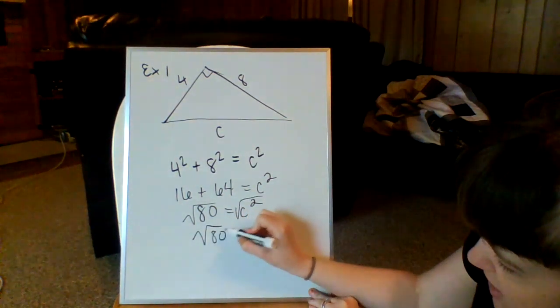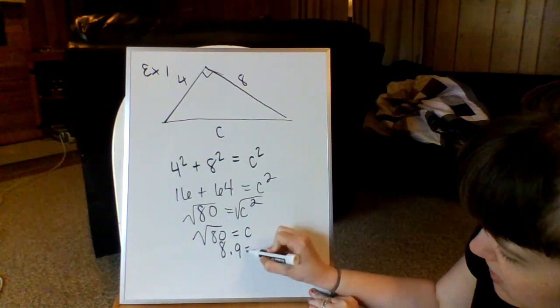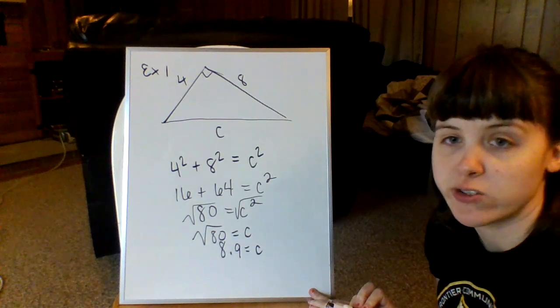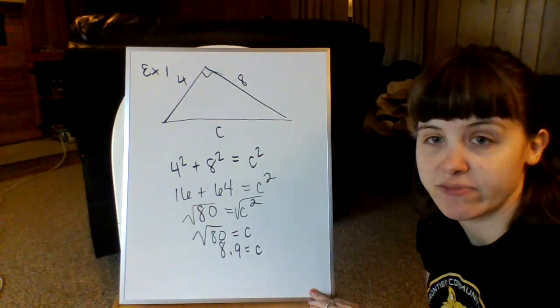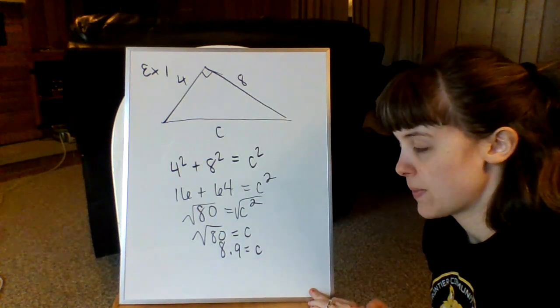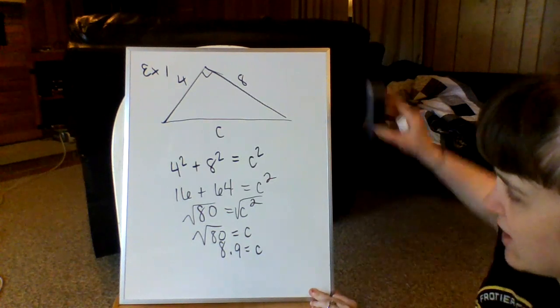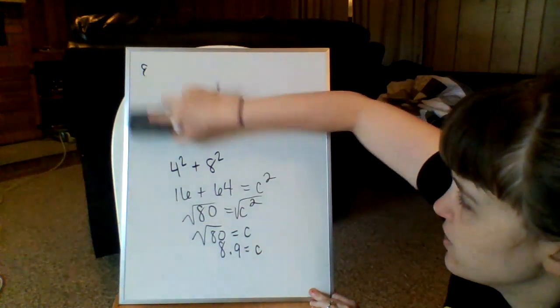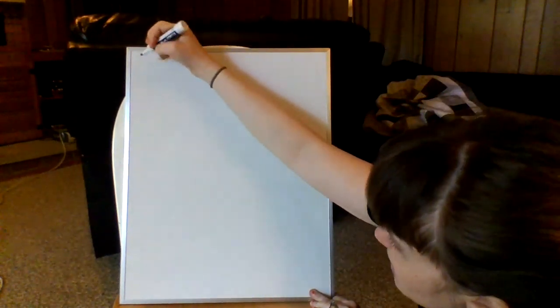And the square root of 80 happens to be about 8.9. So we're going to round our answers to the nearest tenth on this. So the answer is 8.9. Okay, so hopefully that seems familiar. We've done Pythagorean Theorem quite a lot. I know you did it in geometry, and we've done it in Algebra 2. So this is just a quick refresher.